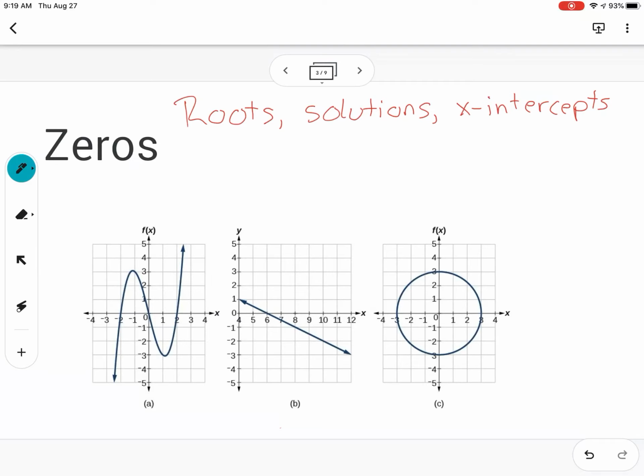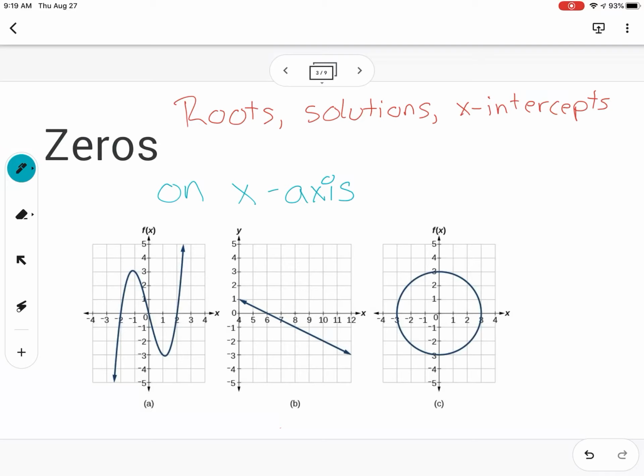You'll always find them on the x-axis. Right? It's just every place the graph crosses the x-axis. So in the first example, we have 1, 2, 3 points. In the middle one, we just have 1. In the last one, we have 2 points.